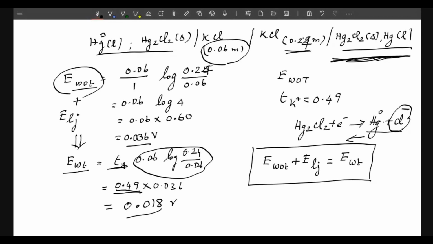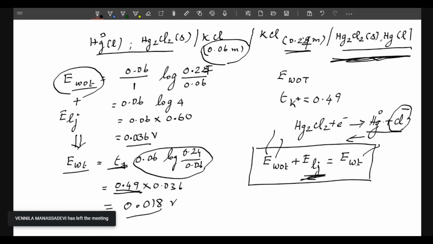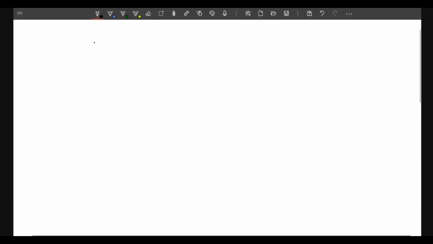Now, can you calculate the liquid junction potential of the cell represented above? You know EWOT and EWT, so you can calculate the liquid junction potential. Whether it is possible or not, yes, it is possible. For calculating the liquid junction potential, you should have these two values. But there is one more equation to calculate ELJ.